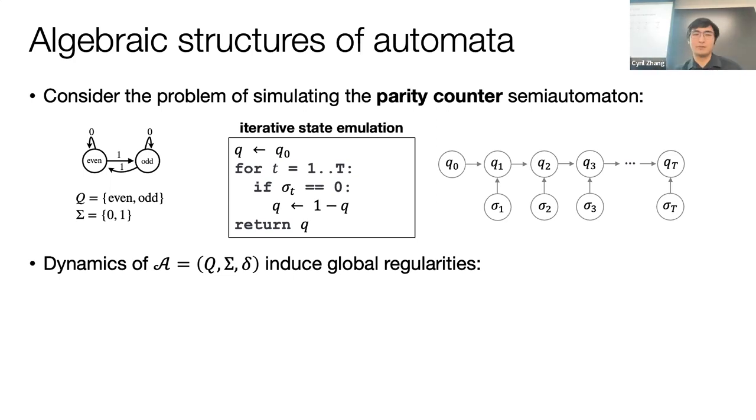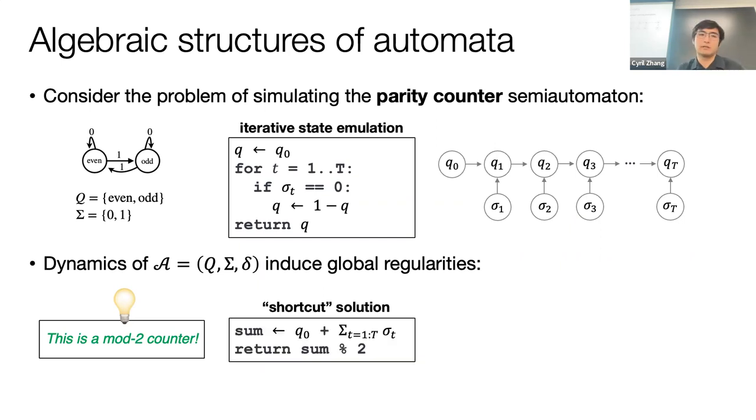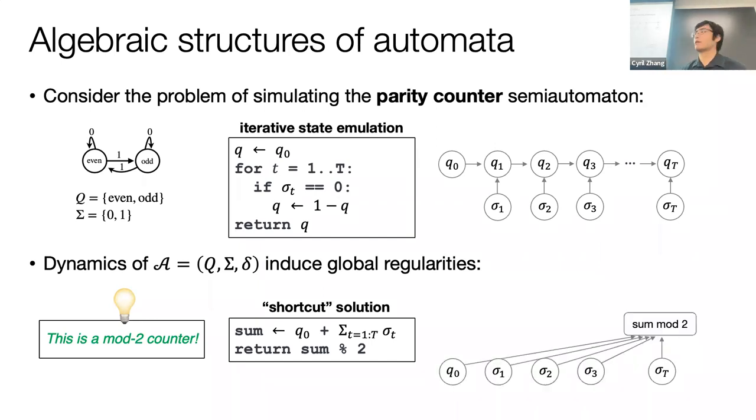We called this a parity counter for some reason. The fact is the definition of this machine induces some non-trivial global properties of the computation that it performs. If we notice that this simply performs a summation mod 2 operation, then we get a different solution for simulating this machine. We can write this down as: take the sum, including the initial state, identifying even with 0 and odd with 1, and simply compute mod 2. Then the computational graph looks like this. It's in one layer.